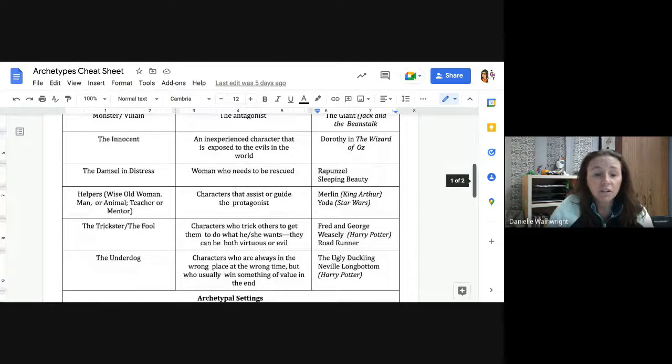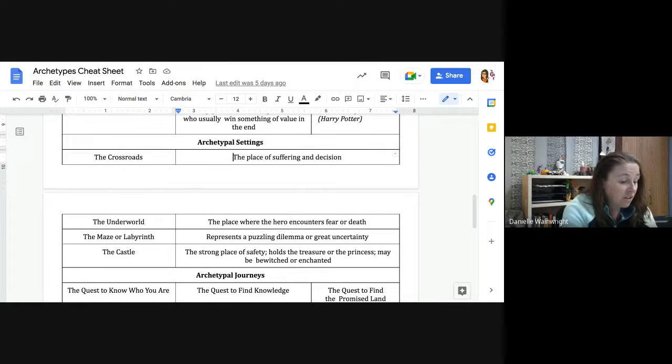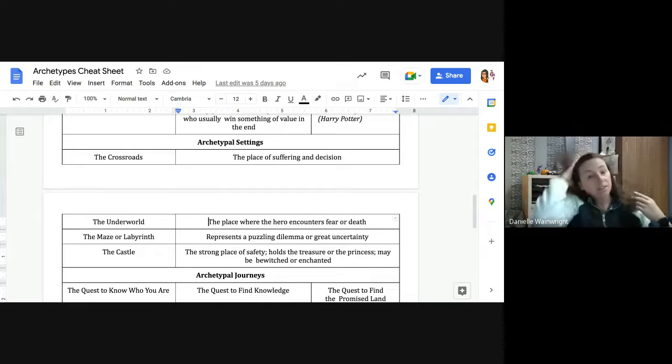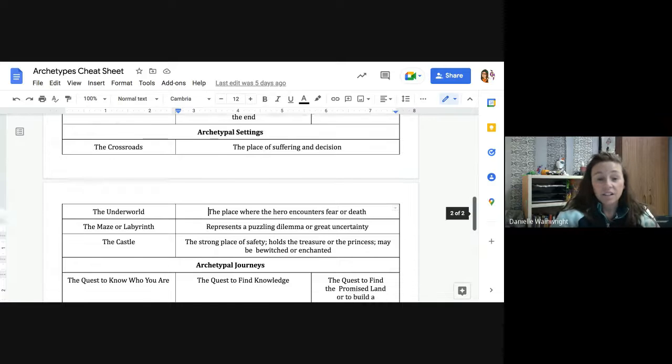There are also archetypal settings. So crossroads, this is a place of suffering where a decision must be made, and it has to be a place of suffering because if you aren't suffering, you're probably not going to make a decision, right? Then there's also the underworld, which literally could be like a basement or a cave. It can take on different formats in a book. The maze, the labyrinth, the castle, and then there are archetypal journeys.